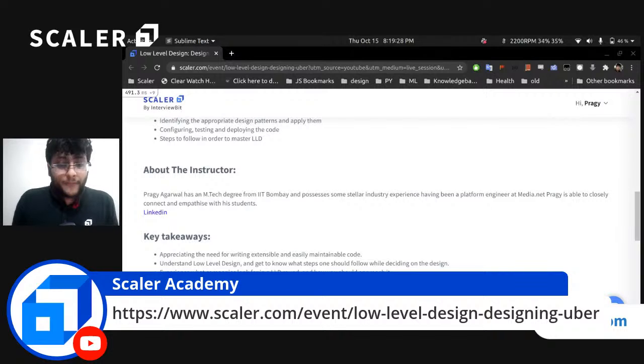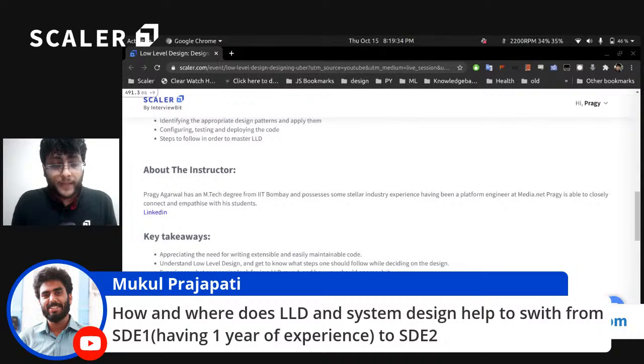Mukul is asking, how and where does LLD and system design help to switch from SDE1 having one year experience to SDE2? So Mukul, it is not that high-level design and low-level design help you to switch from SDE1 to SDE2 role. In fact, for an SDE2 role, it is required. It is a necessity that you need to be good at high-level design and low-level design. You cannot become an SDE2 at a big company like Google or Amazon if you do not know high-level design or low-level design. So this is one of the most important prerequisites to grow up in your career.